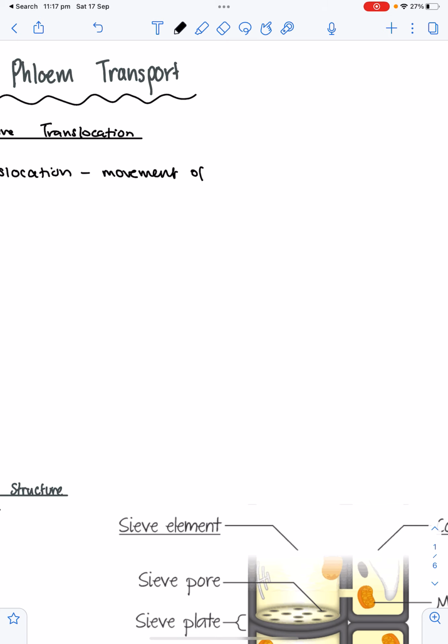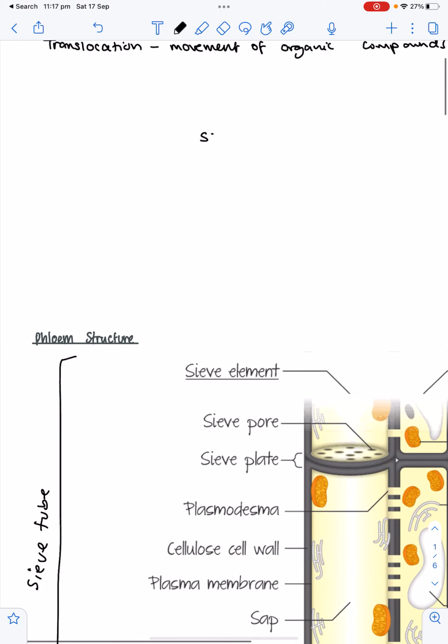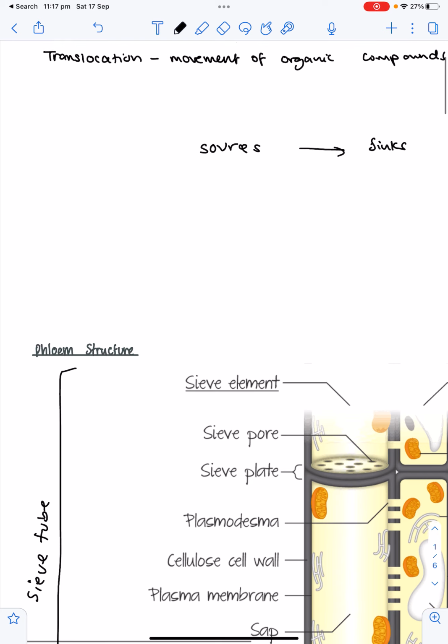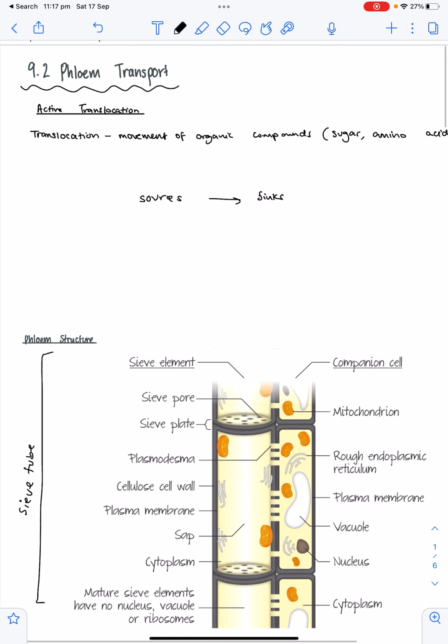Let me just write that down. From sources to sinks. So a source is any region where the organic compounds are synthesized. So for example, leaves, which produce sugars during photosynthesis. Sinks are where the compounds are delivered to for use or storage, such as roots, seeds, and fruits.